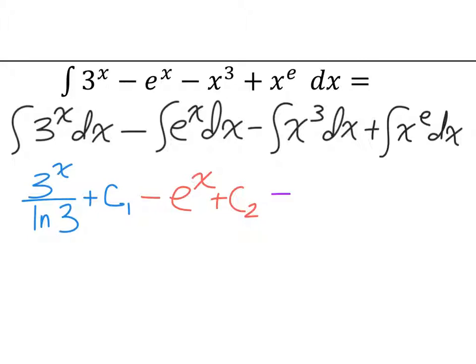Then the antiderivative of x to the third: increase the exponent by 1. Divide by the new exponent. I just choose to write that as 1/4. That part was right. It's this part that was the point. I said increase the exponent by 1, but it never did it.